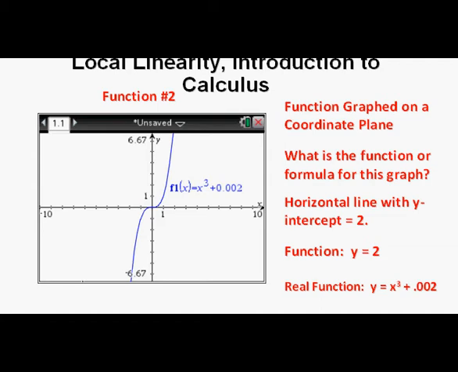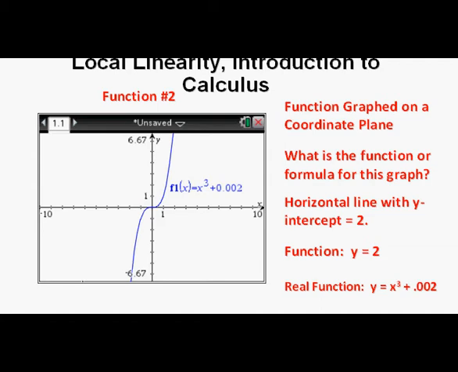But this view hides something else. The y-intercept is not 0, but 0.002. But here it looks like the y-intercept is 0. In order to see all the critical characteristics of a graph, we may need to use different windows or views.